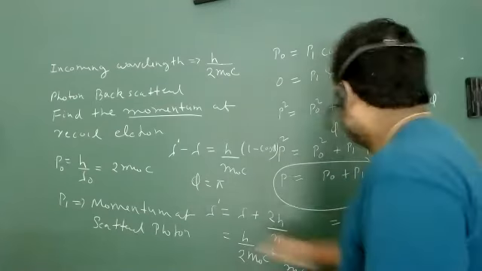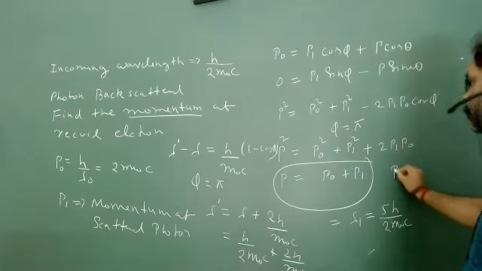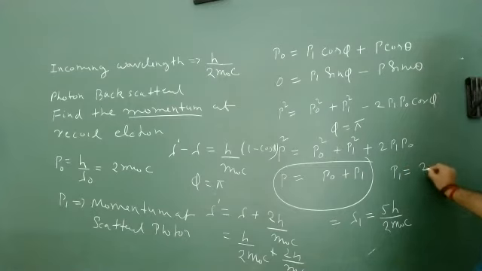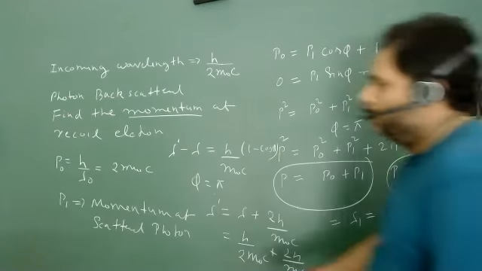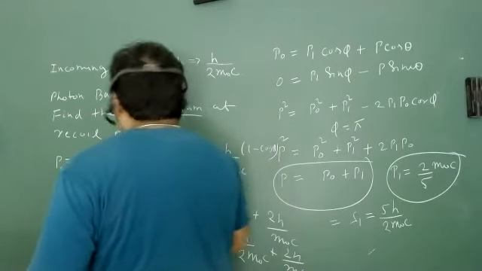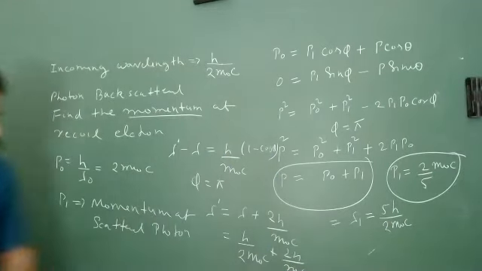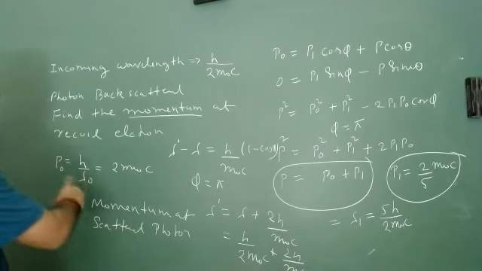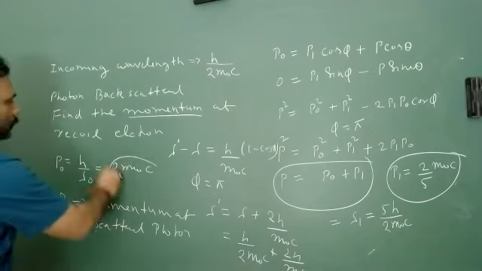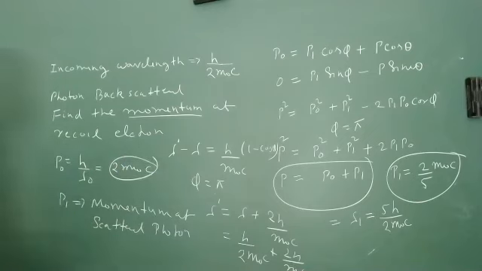How you will get the value of P1? That P1 is equal to 2 upon 5 m naught c. So this is the value of P1. This is the value of P naught. We can also get it from here. So sorry, P naught is 2 m naught c. So finally we can get the value of P.